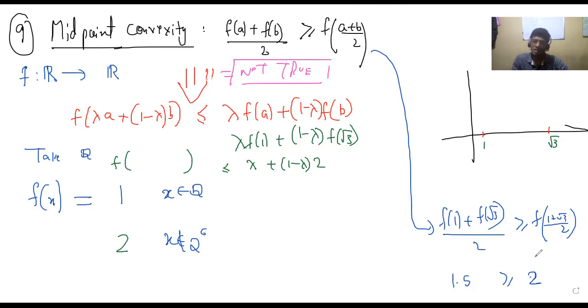When you take two irrationals, it works. But when you take a rational and an irrational, then it does not seem to work. So then how do we rectify it? Let's think.